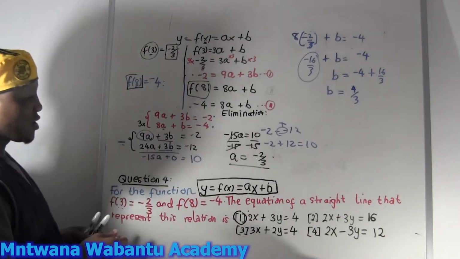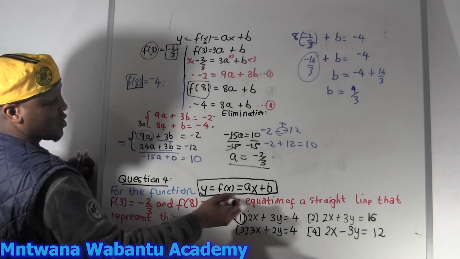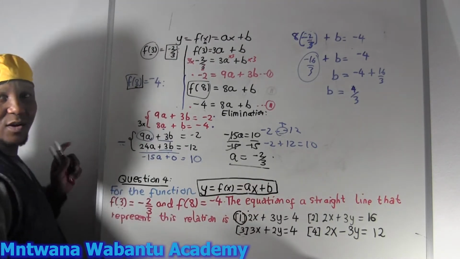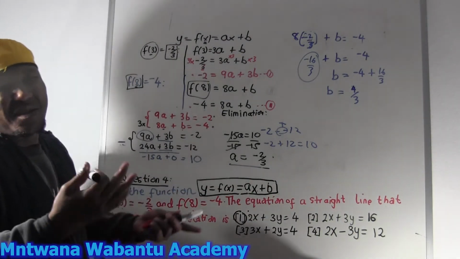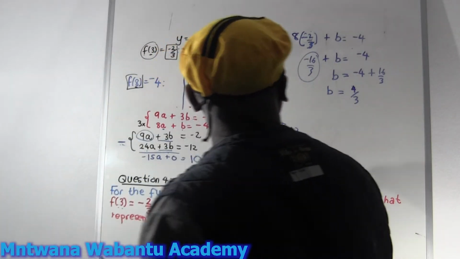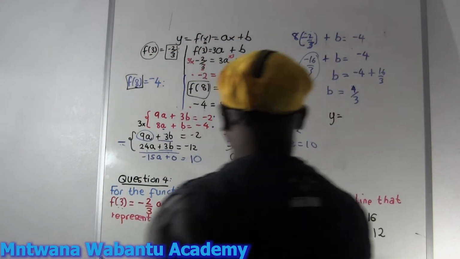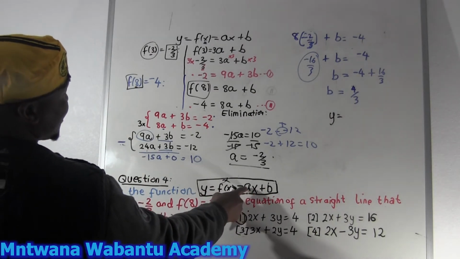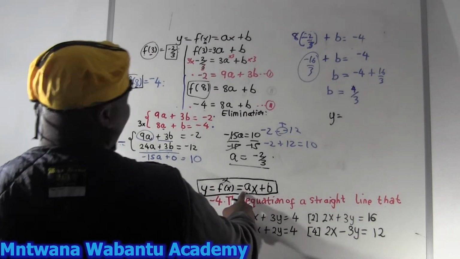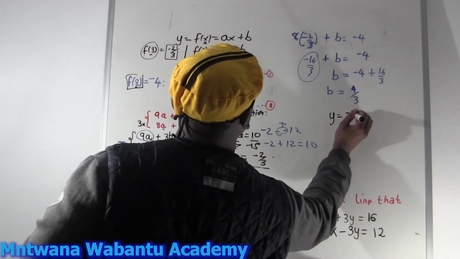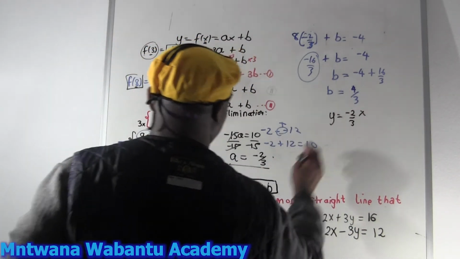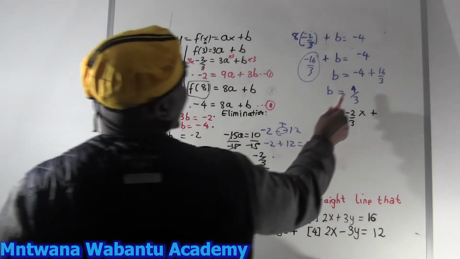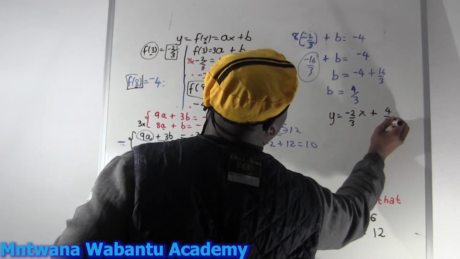So now they ask the equation of a straight line. This is the equation of a straight line. See, it's like mx, but for this case they say ax. So this is like your slope, but you know they play around with you. So now this is going to be y equation. So y equal to ax. A, we know a. A equal to -2/3. -2/3x plus b. What is b? B equal to 4/3.